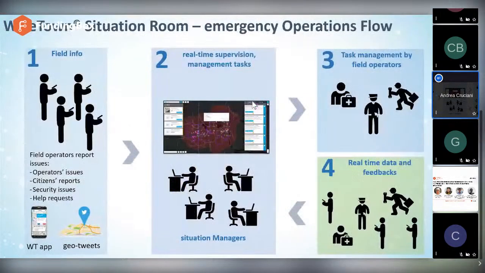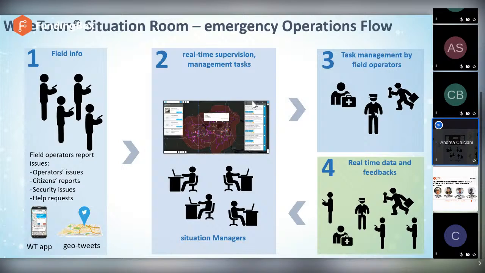This is the emergency operation flow, where the operators, but also the citizens, can send information. For example, through the specific WISE Town apps, or thanks to tweets, geo tweets, that can send information to the real-time supervisor that works in the control room, and then they can send information to the operators that have to solve specific issues related to the emergency, and send back feedback to the control room.